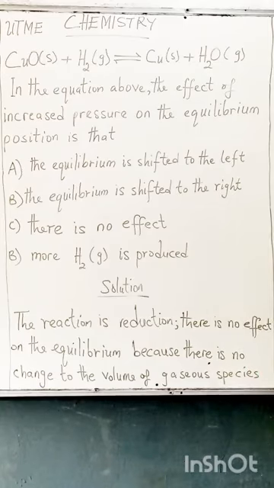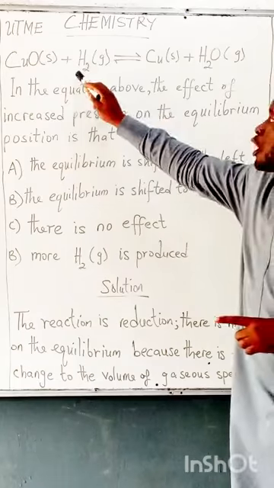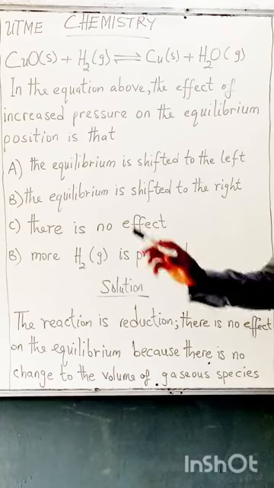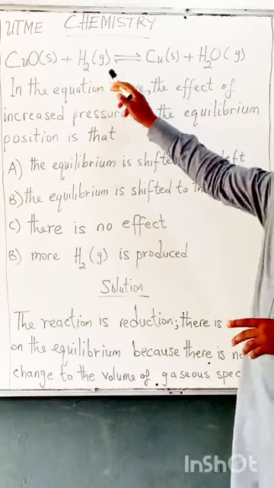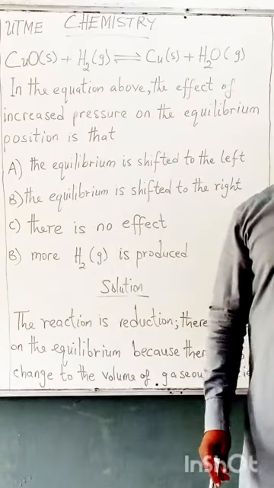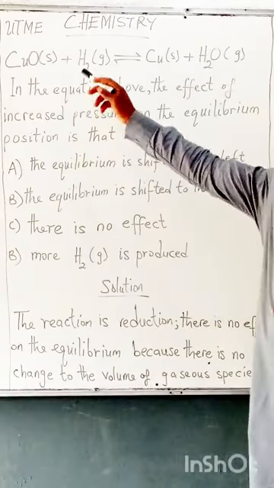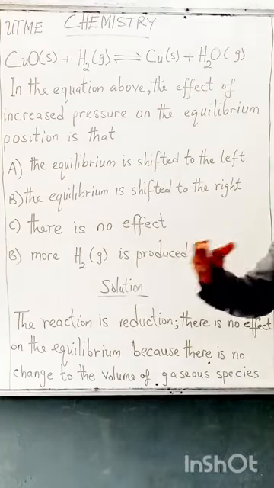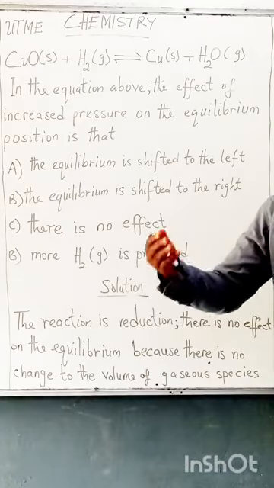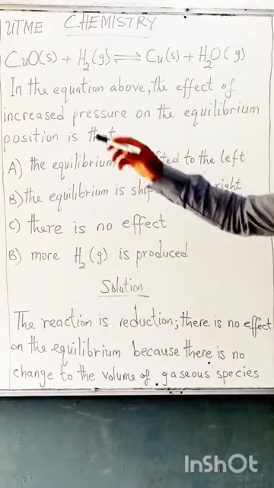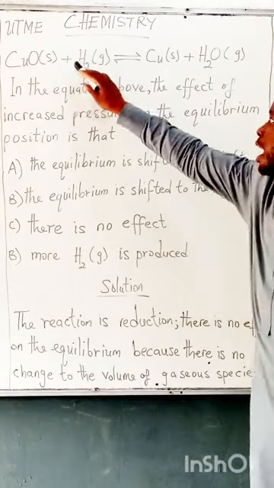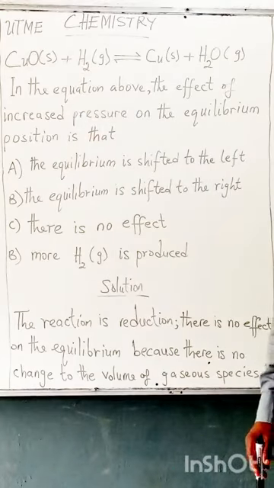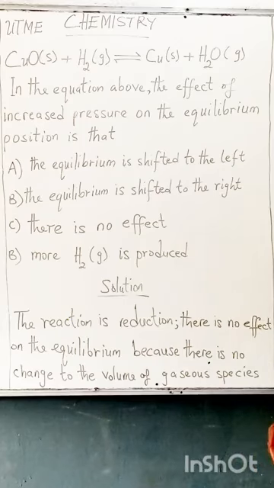Take it again. First, if there are no gaseous species, that means change in pressure will have no effect on the equilibrium. But in this case, there are gaseous species. So we have to consider the total volume of gaseous species on the reactant side and on the product side, which must not be equal if you want a change in pressure to have an effect on the equilibrium. But in this case, are they equal? Yes, they are equal. 1 and 1 there. Therefore, a change in pressure will have no effect on the position of equilibrium.